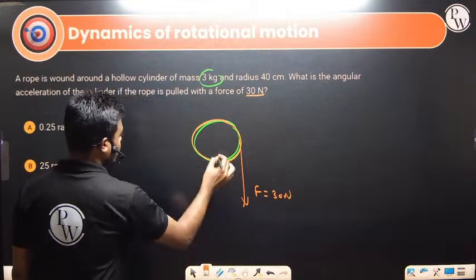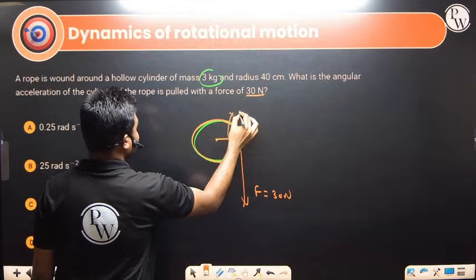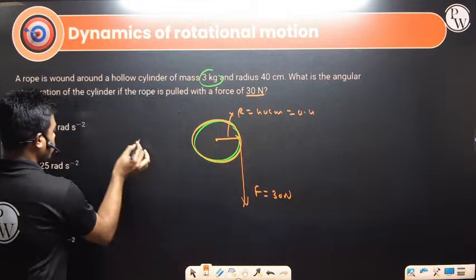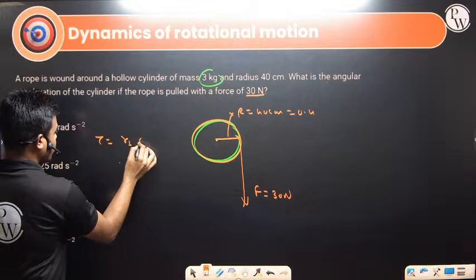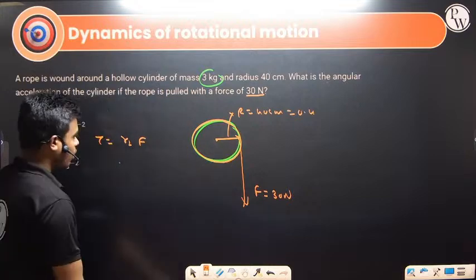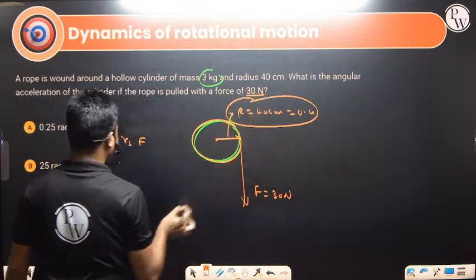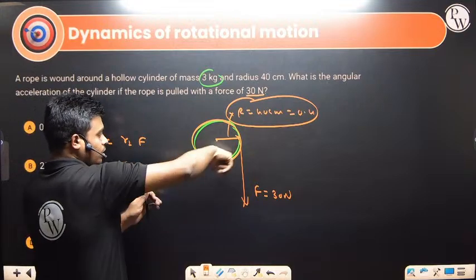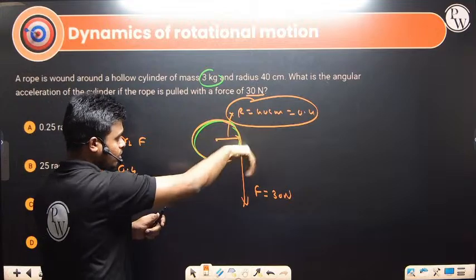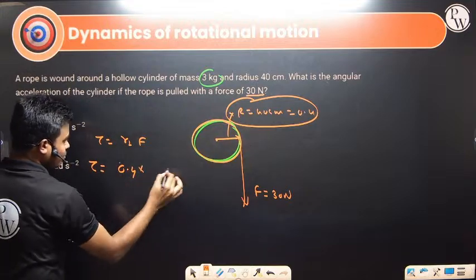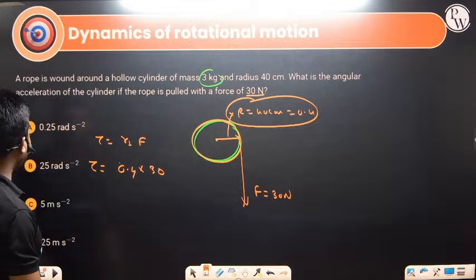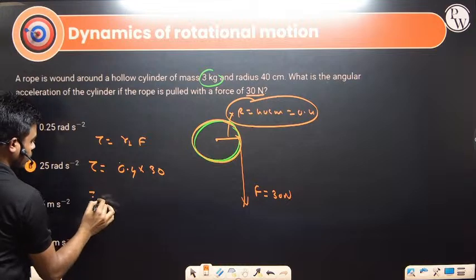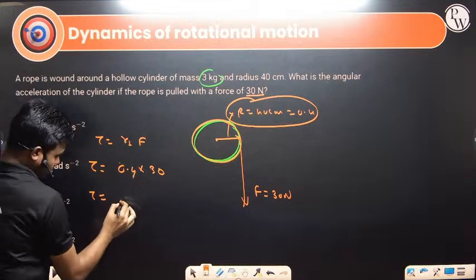The radius they have mentioned is 40 centimeter, that is 0.4 meter. Now, what is torque? R perpendicular into F. Because of this force, torque will be acting. This radius will be R perpendicular. So tau is equal to 0.4, R cross F. It will keep on rotating like this. So 0.4 into F, that is 30. What is angular acceleration they're asking? So 0.4 into 30, that is tau.